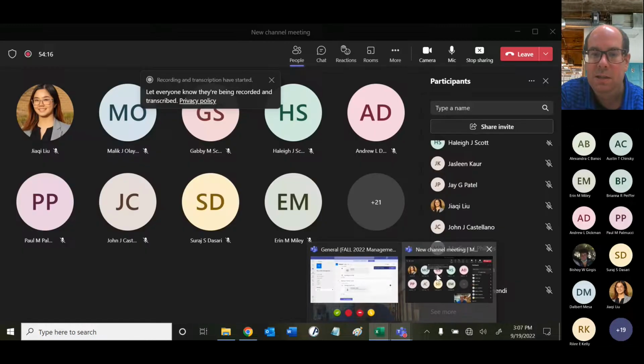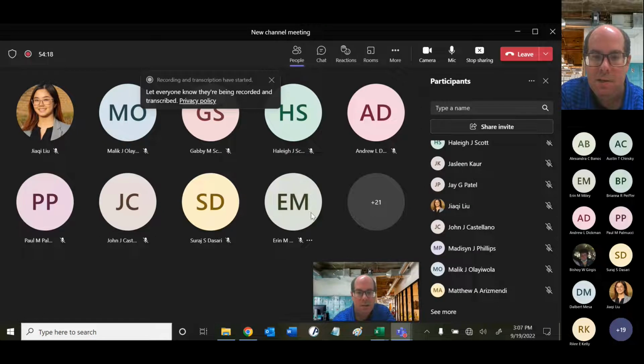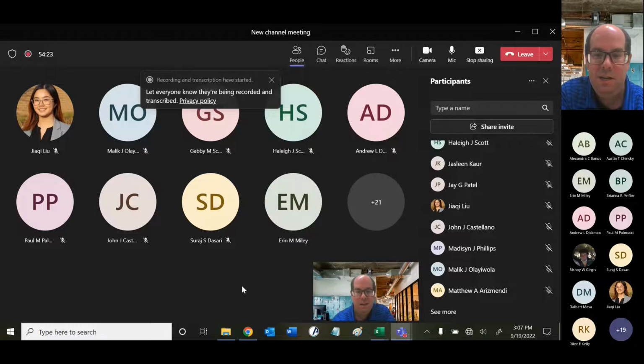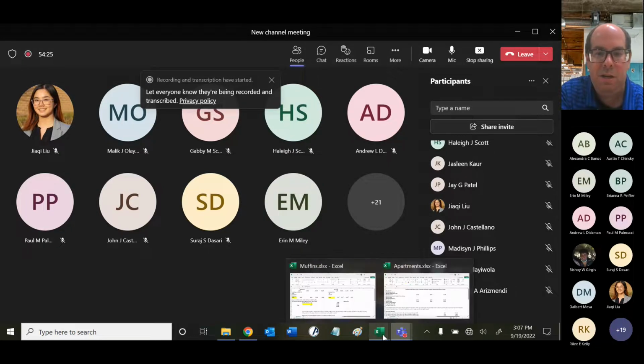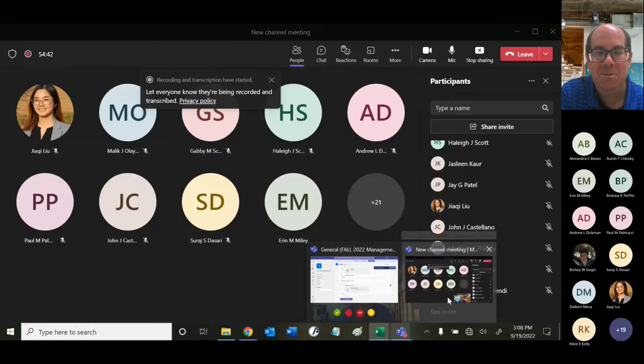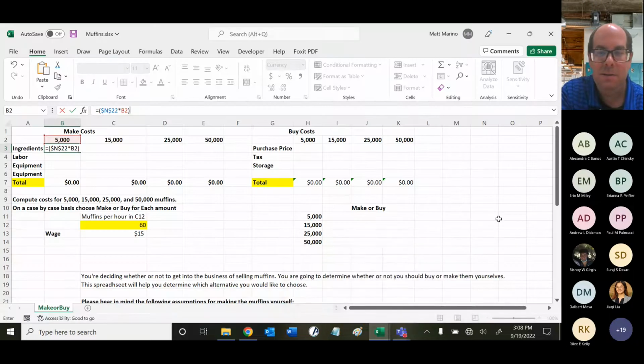Does that give us a money amount or an ingredients amount? That'll give us the money amount. Are you sure? No. It'll give us our amount of ingredients.